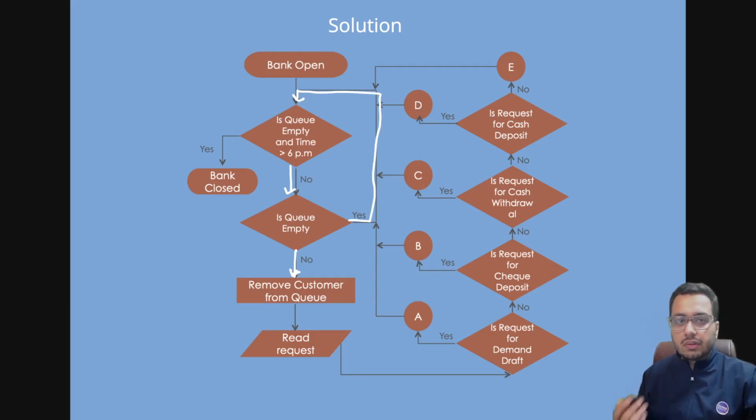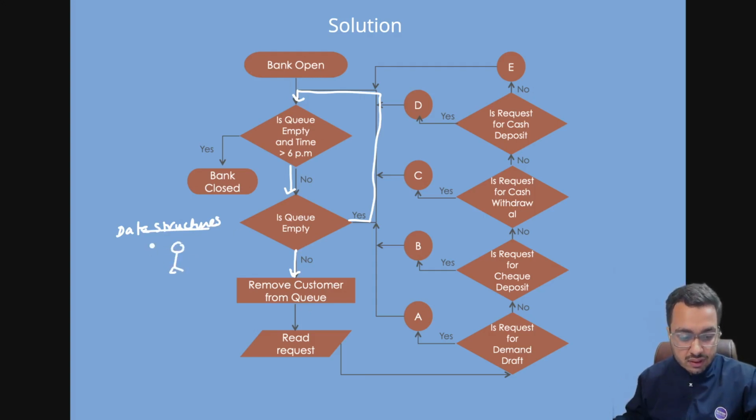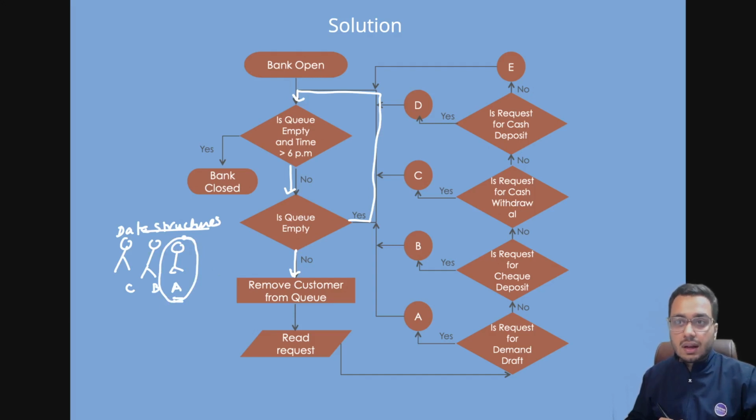Later on, when you learn more concepts about programming, you will learn about data structures. Data structures are nothing but containers that store data. Queue is actually a data structure, so we are performing an operation to check whether the queue is empty or not. If there are people here, these people A, B, C are waiting in the queue to get their work done at the bank. We'll remove the customer at the front of the queue, and the next step would be to read the request of this person.